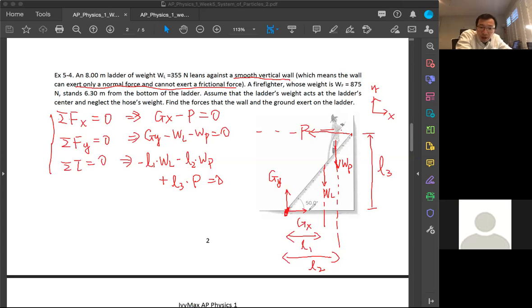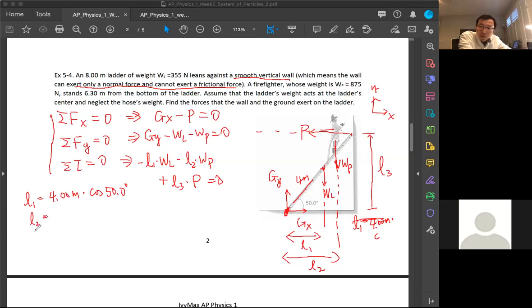Use the knowledge of trigonometry. We can get L1. We know the length of the ladder, which is 8 meters. So this is a half, so this is 4 meters here. And that one should be 4.00 meters times, I believe it's cosine, right? I better write it here. So L1 equals 4.00 meters times cosine 40.